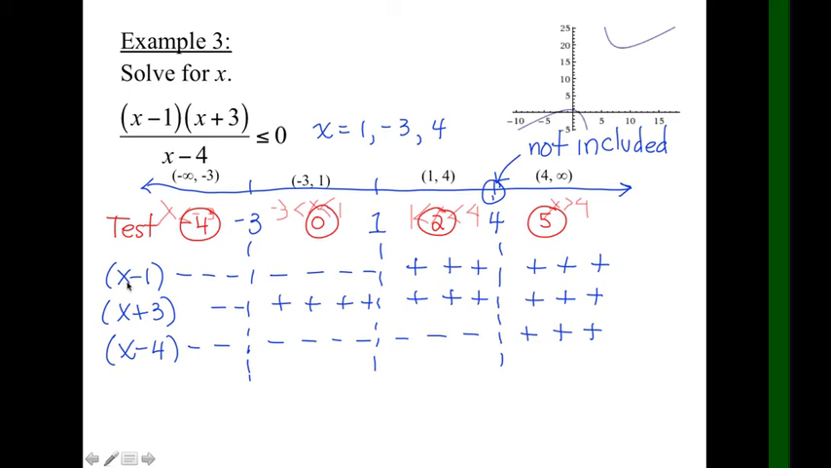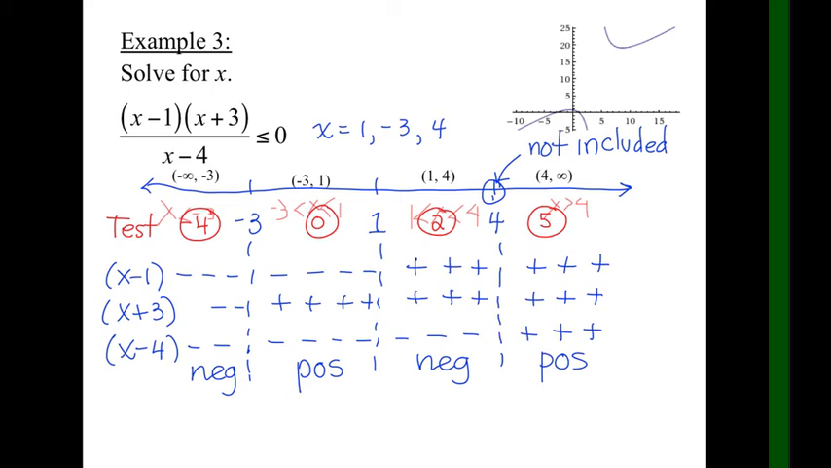2 times 2x, 2 minus 1 is positive. 2 plus 3 is positive. 2 minus 4 is negative. 5 minus 1 is positive. 5 plus 3 is positive. 5 minus 4 is positive. Then let's answer negative, negative, negative. That's negative times negative is positive times negative is negative. Negative times positive is negative times negative is positive. Positive times positive is positive times negative is negative. And then positive. So, our answer is negative, positive, negative, positive.